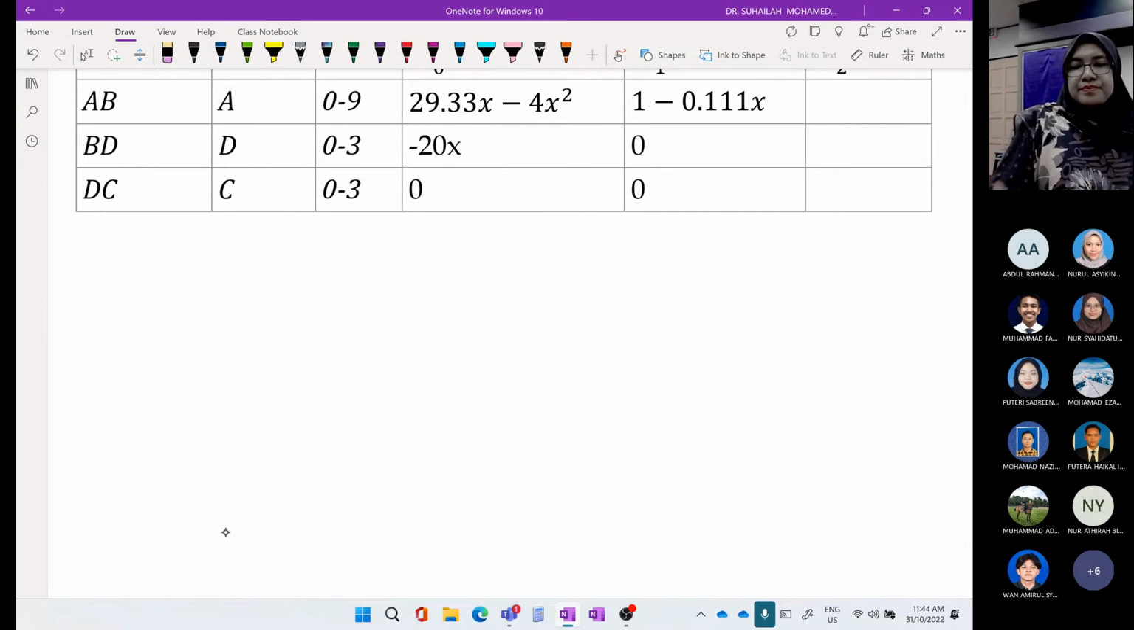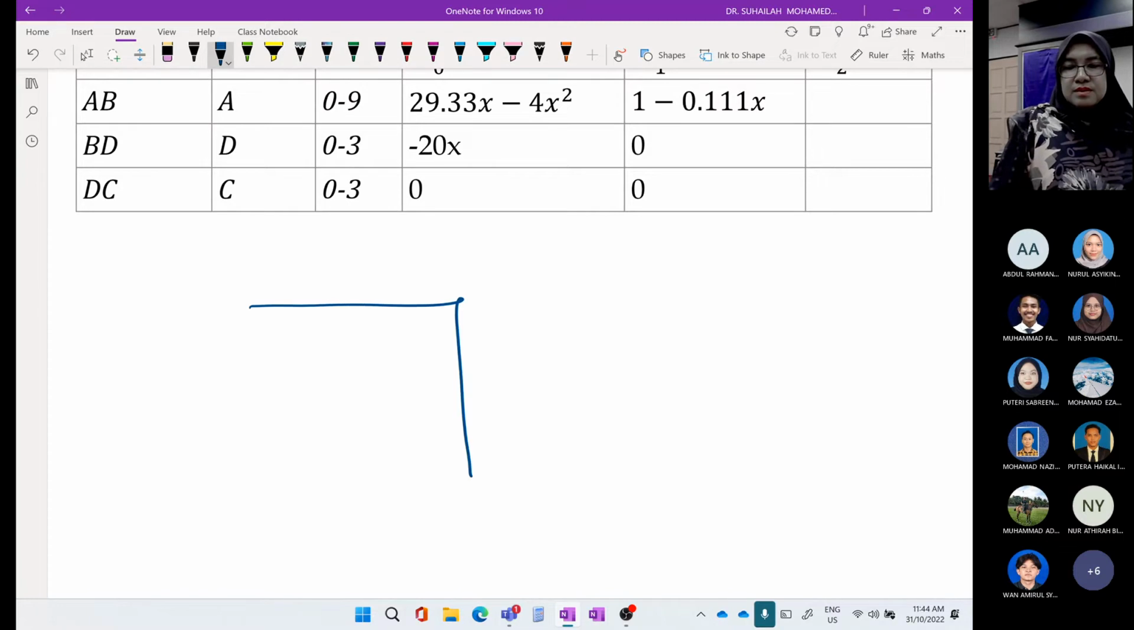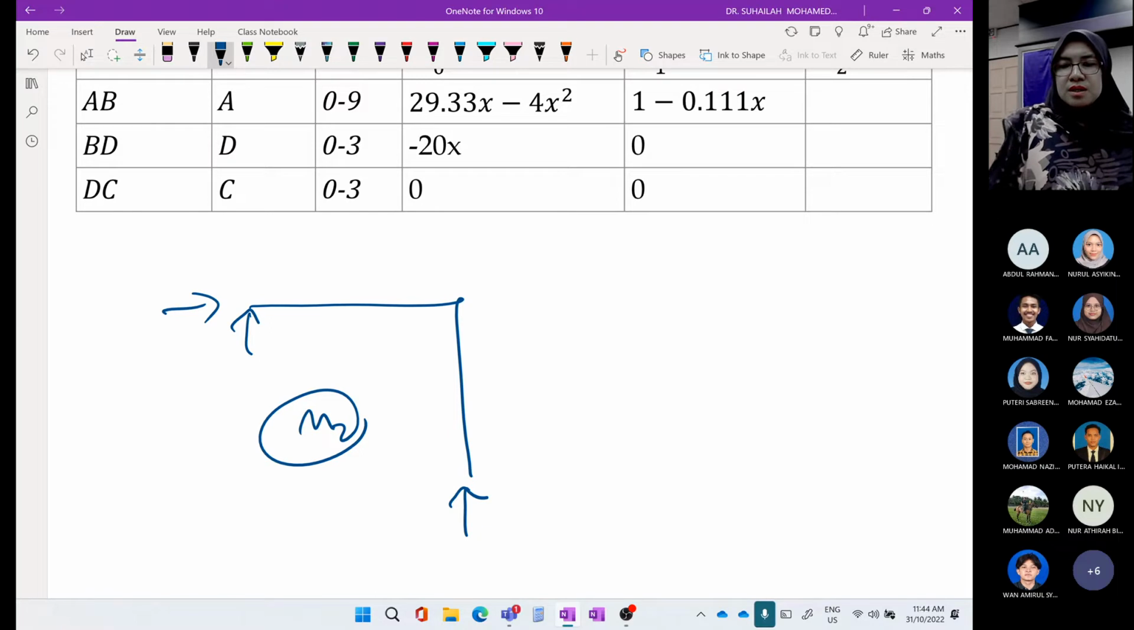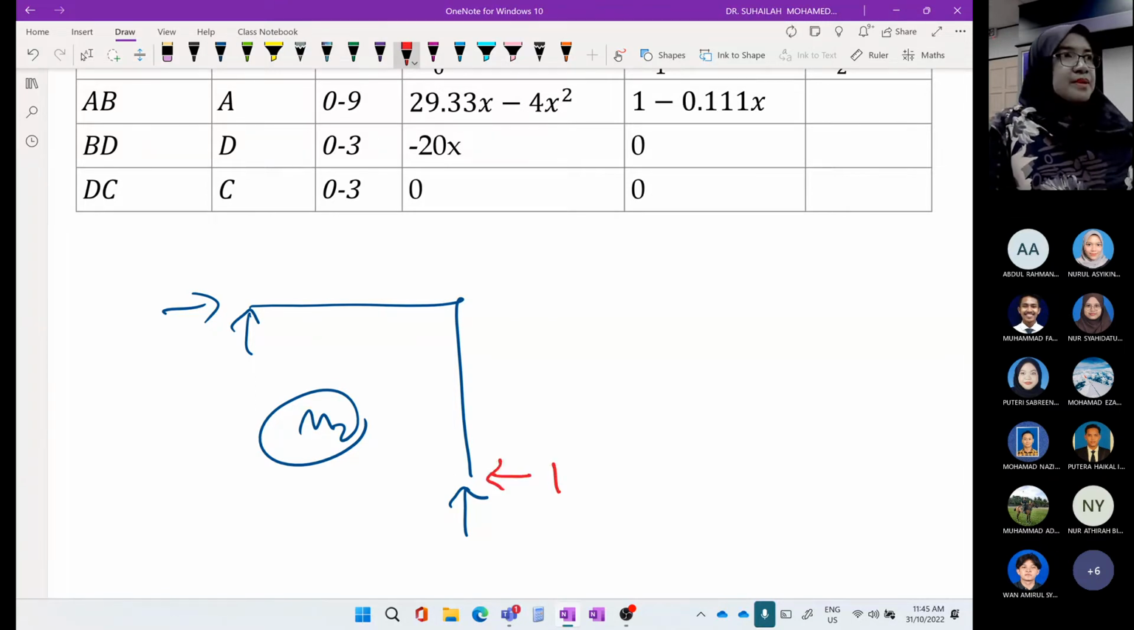We go back. This is M2. M2 here, pin and roller. CX is the redundant, right? Redundant 1. So calculate the reaction in order to write the moment equation. Calculate the reaction in order to write the moment equation.